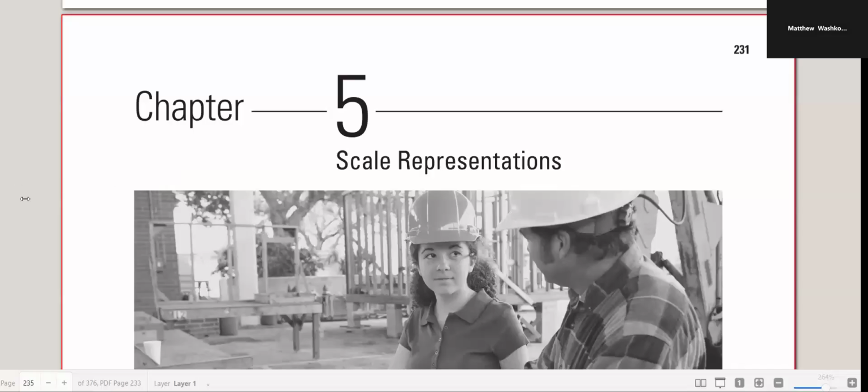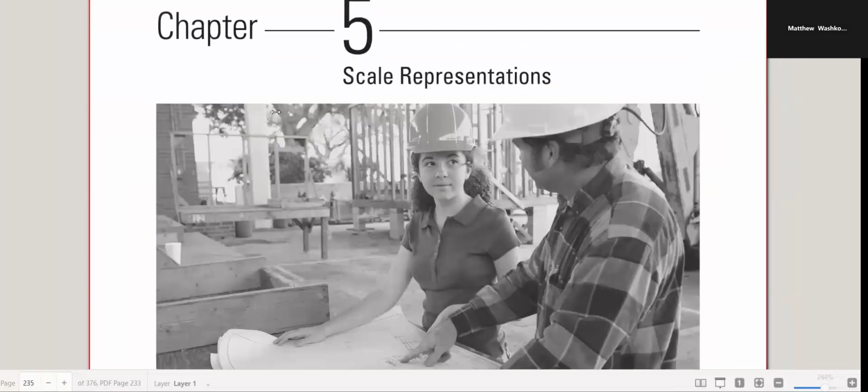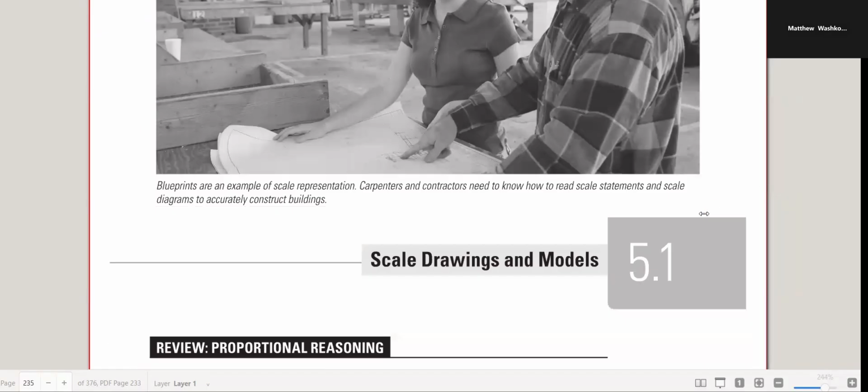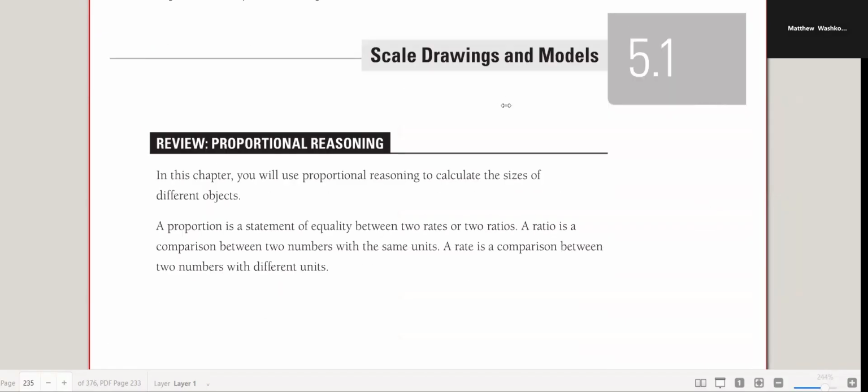Okay, welcome everybody. So now we're looking at chapter five. Again, this is in your workbook. This is scale, drawings, and models. So this is where we're actually going to be drawing stuff that we see.